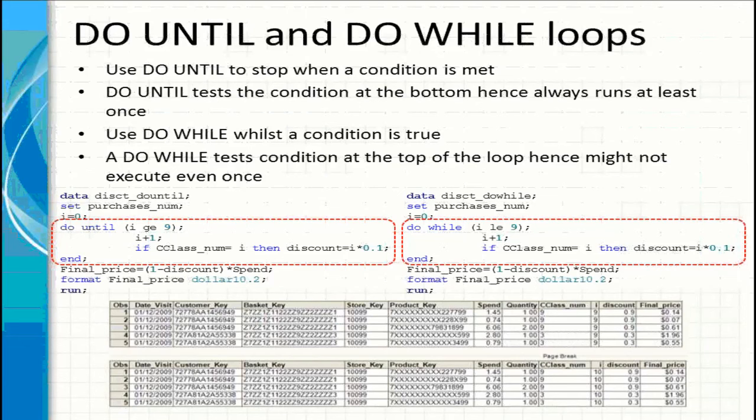Now the do until and the do while loops are quite related, although there are some differences. Use do until to stop when a condition is met; because the do until tests the condition at the bottom, it always runs at least once, whereas you use do while whilst the condition is true. Because it tests the condition at the top of the loop, it might not even execute once. There you've got two examples where the discount is computed with the do until and the do while.